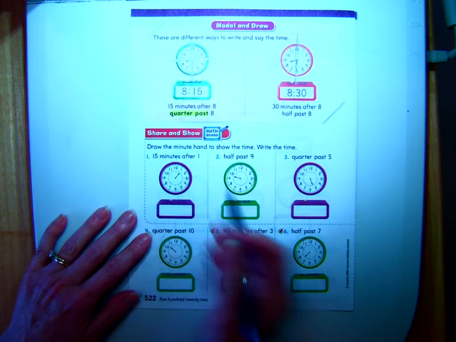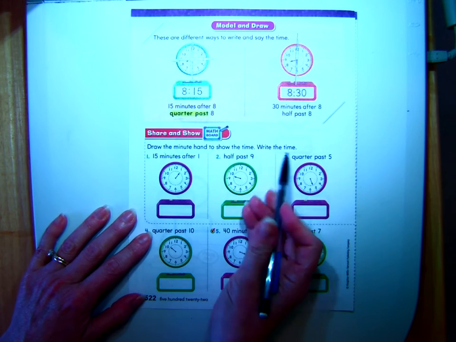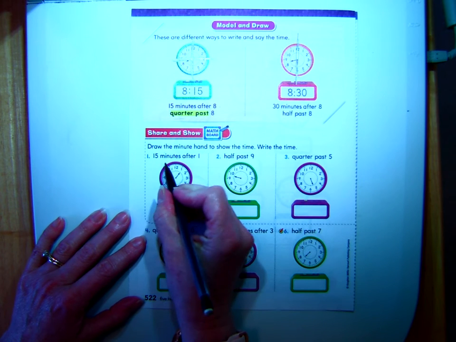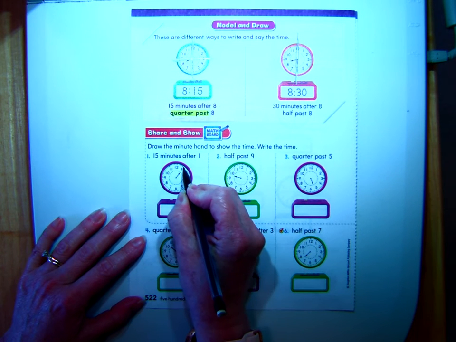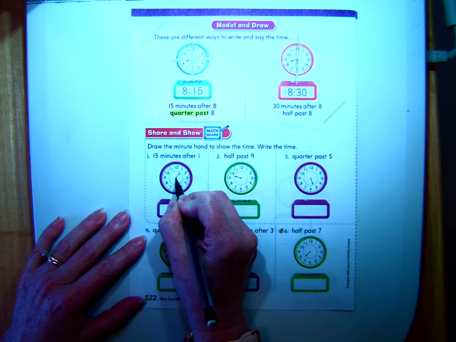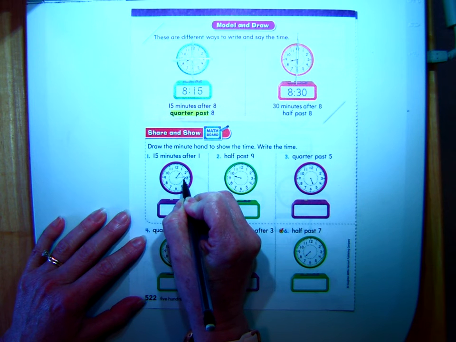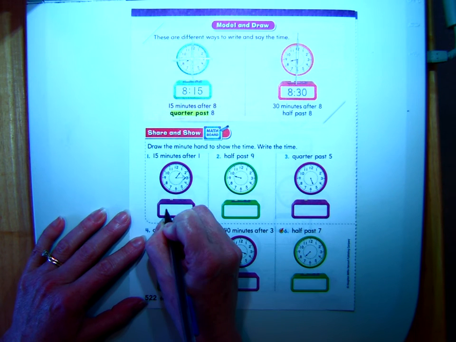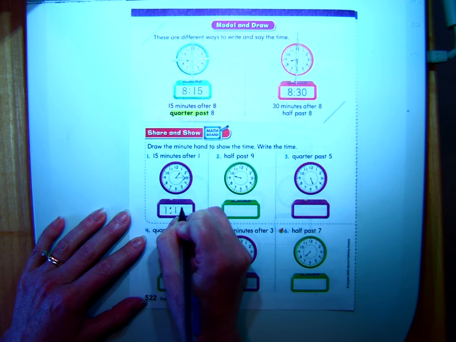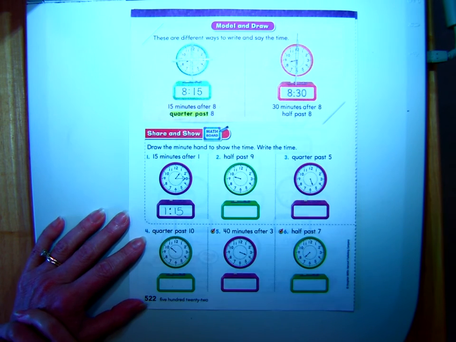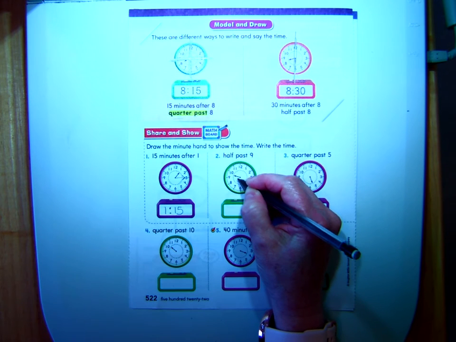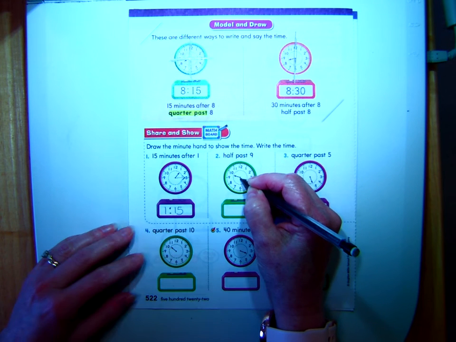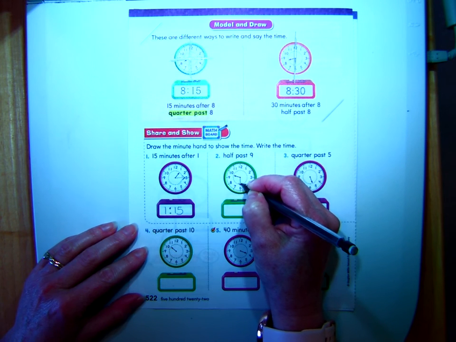So it says draw the minute hand to show the time and then write the time. We want 15 minutes after 1. So we have to go 5, 10, 15. So my hand is going to go there. And then we're going to write 1:15. 15 minutes after 1. Half past 9 is going to be, that's 9. Half past goes there. Halfway down.